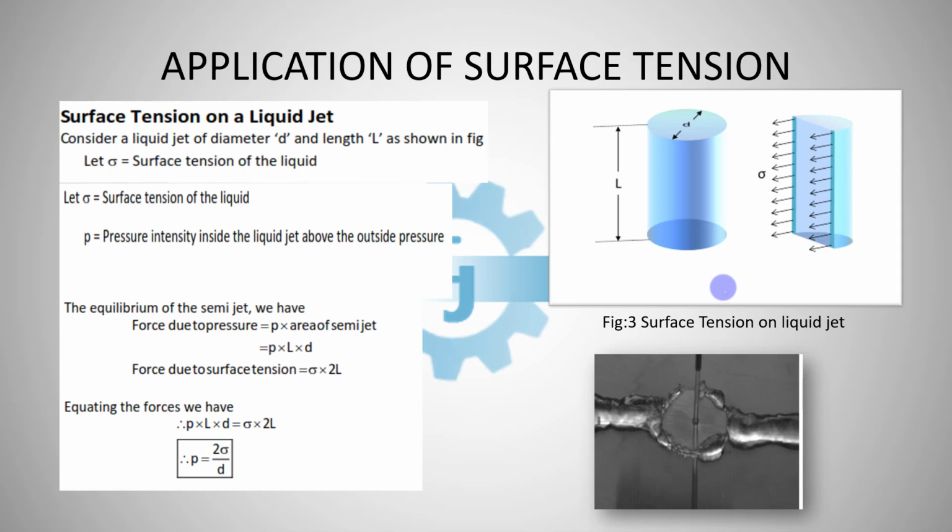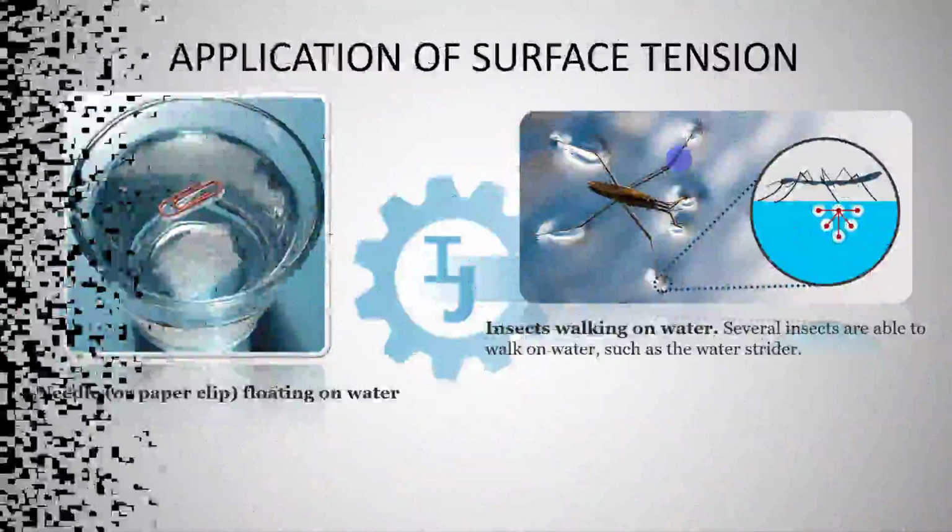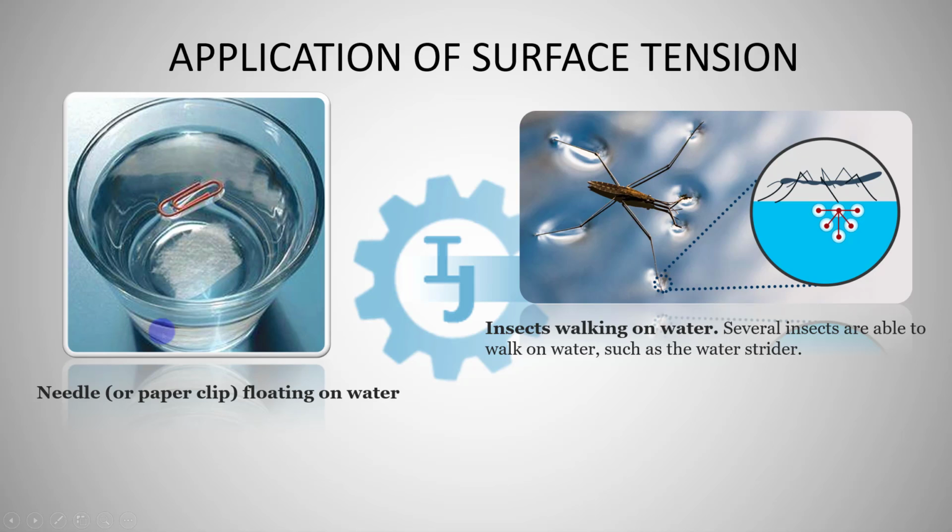We can see another practical example of surface tension. If we put a needle on the water, or if we put a paper clip on the water, we see this situation: the needle or paper clip floating on water. So this is due to the surface tension force. We have seen some insects like the water strider that are able to walk on the water. So this is also due to the surface tension. So this is all about the application of surface tension on some practical examples.